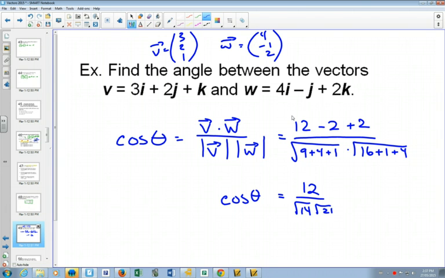And cos inverse of 12 divided by the square root. I got my angle to be in radians, decimal 796. Did anybody do it in degrees? deg .6 degrees.